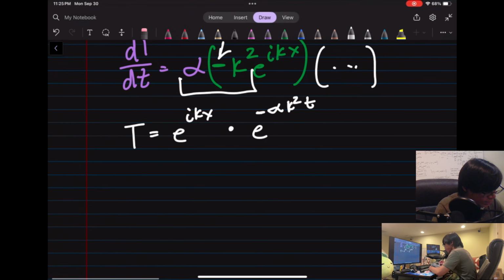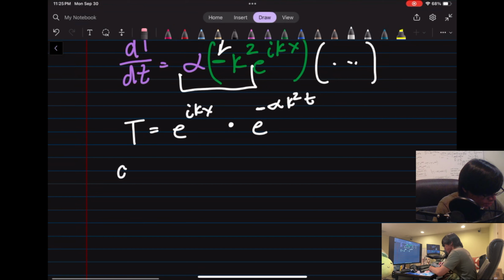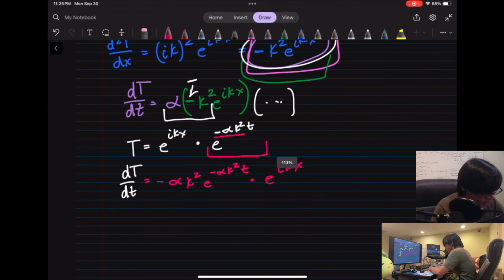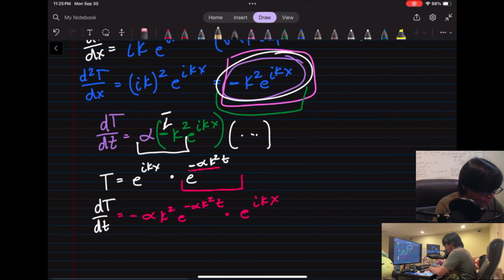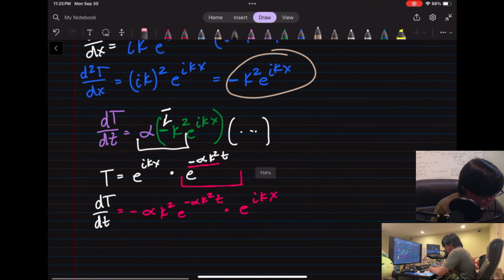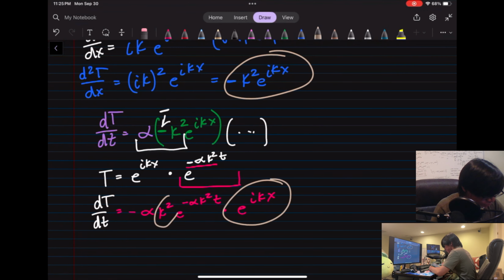Well, now if we take the partial derivative, we'll be looking at this term. So again, bring the constants out. This is equal to negative alpha k squared e to the negative alpha k squared t times e to the ikx. And you'll notice for our second derivative here, that it actually already exists right here.